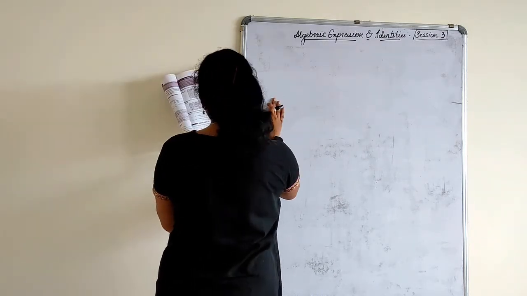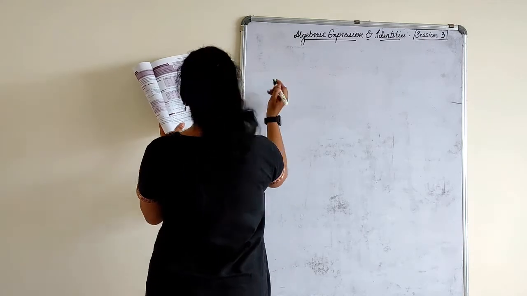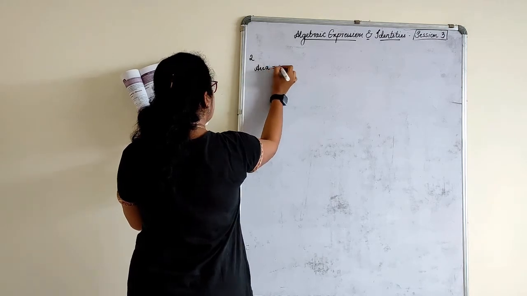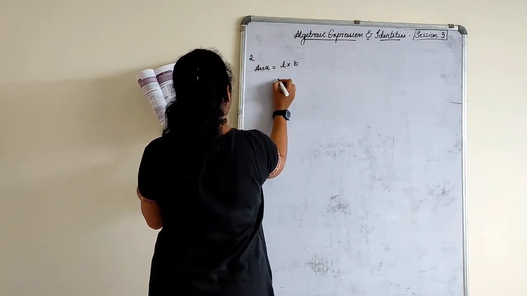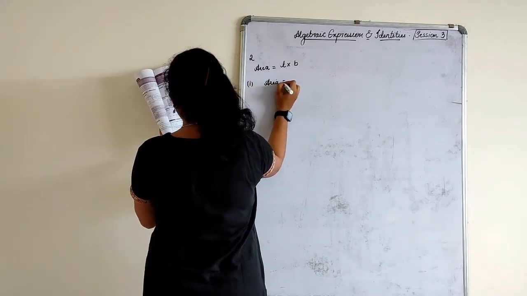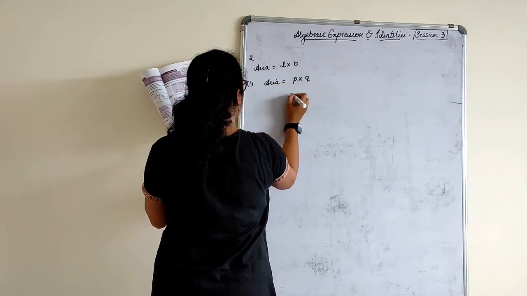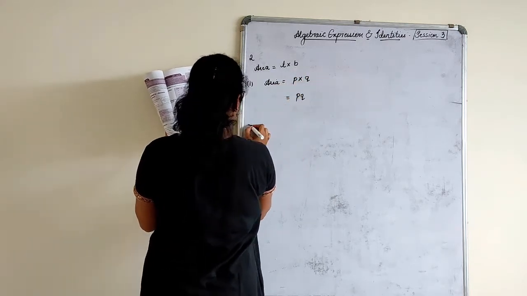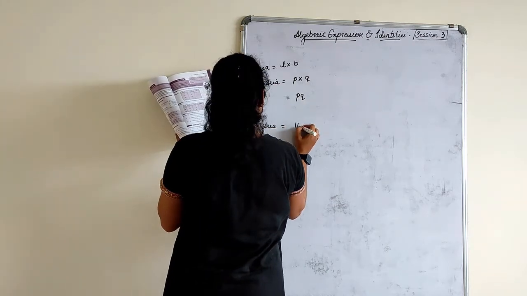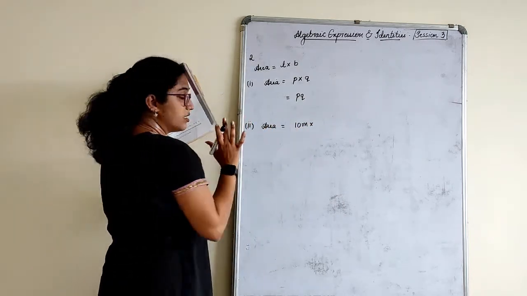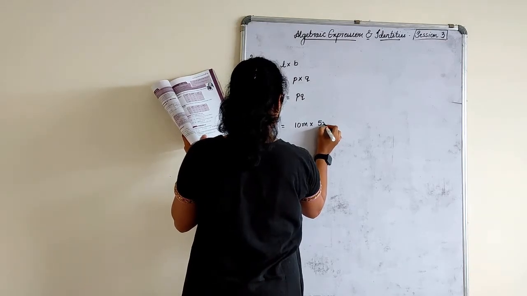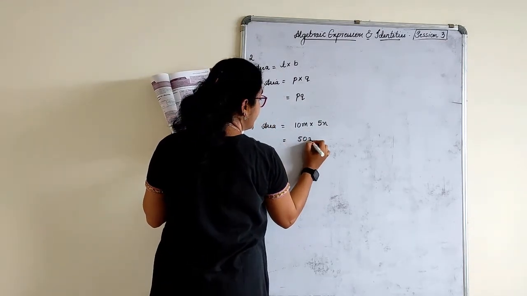Find the areas of the rectangle in the following pair of monomials as their length and breadth are respectively given. So area is equal to length into breadth. First one, area is equal to p into q, that is equal to pq. Second one, area is equal to 10m. You will write the question here, children, first of all. This is with the solution. 10m into 5n, 10 fives are 50mn.